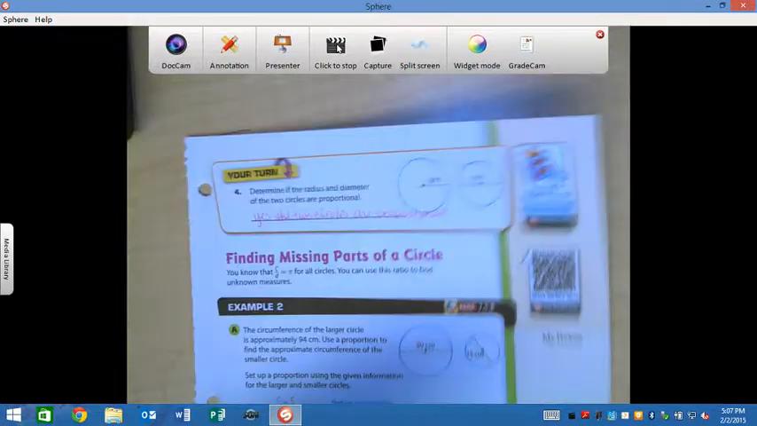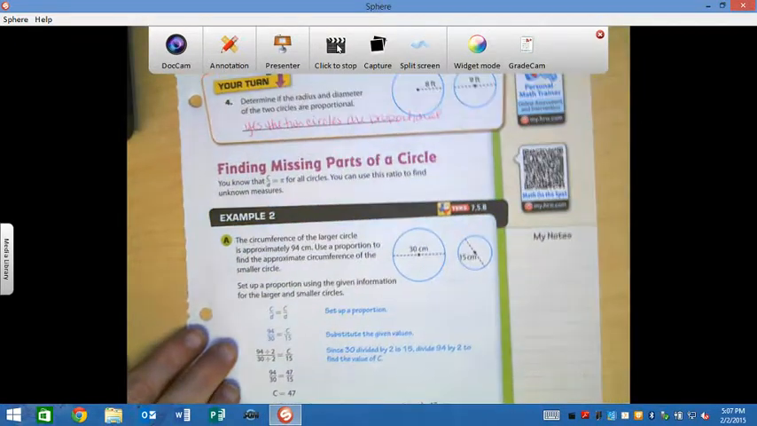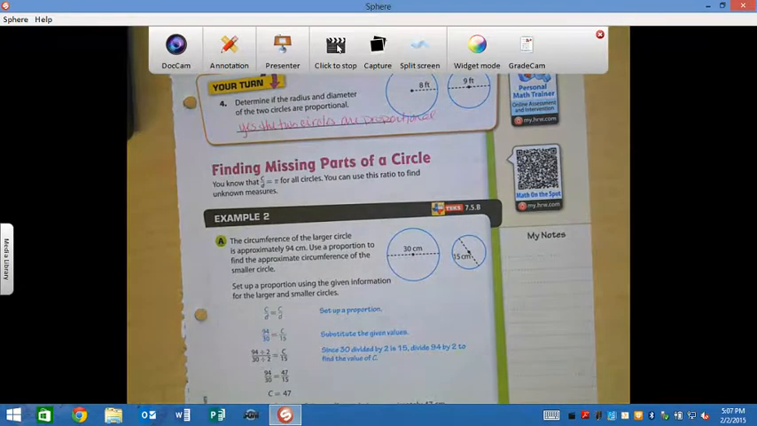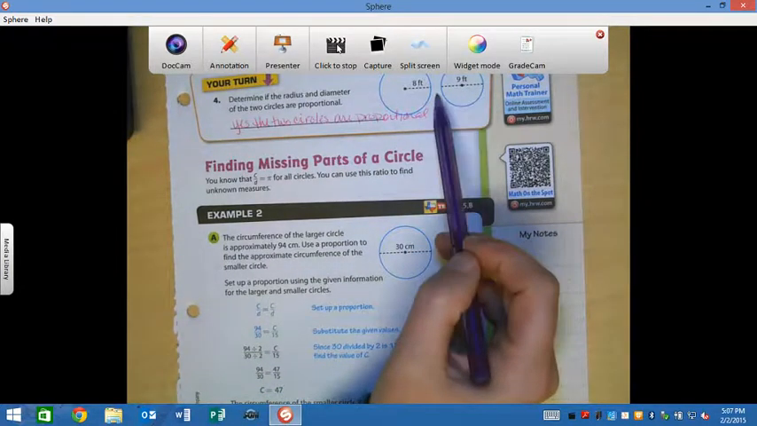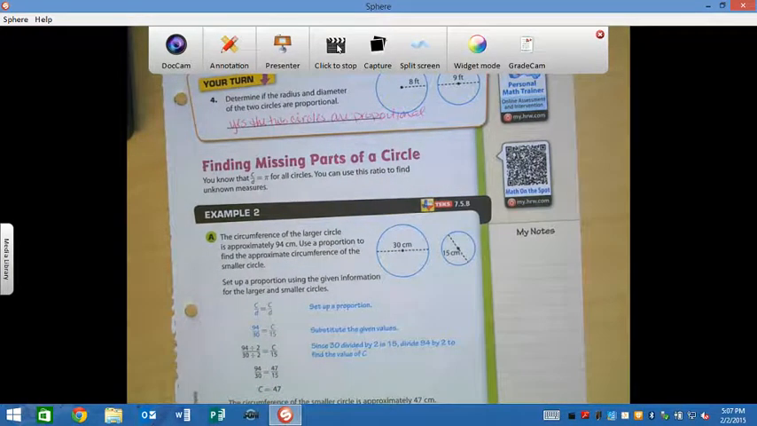Alright, so on number 4, it says determine if the radius and diameter of the 2 circles are proportional. Well, didn't we just say that all circles are proportional? So yes, even though these look a little crazy and you're thinking, how can an 8-foot radius be proportional to a 9-foot diameter, it does work out. If you set the proportions up, it will work every time.